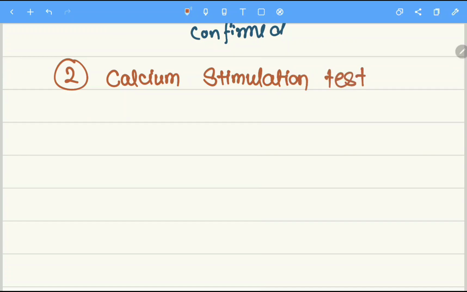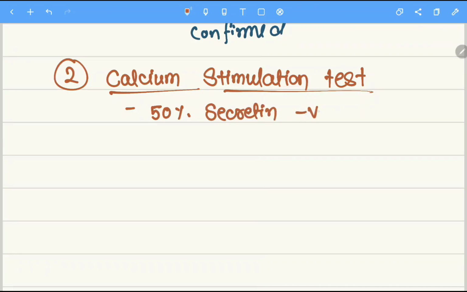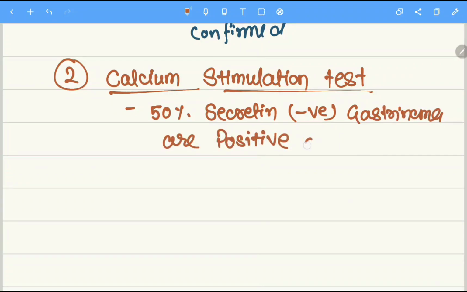What is so special about this calcium stimulation test? Yes, 50% of the patients with secretin-negative gastrinomas are positive with the calcium stimulation test.